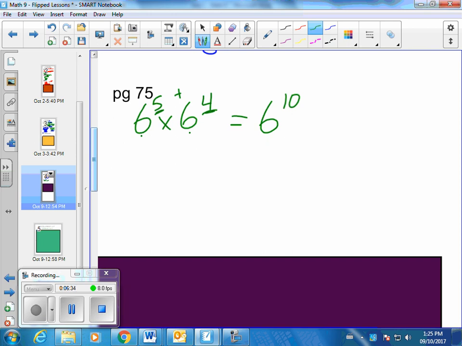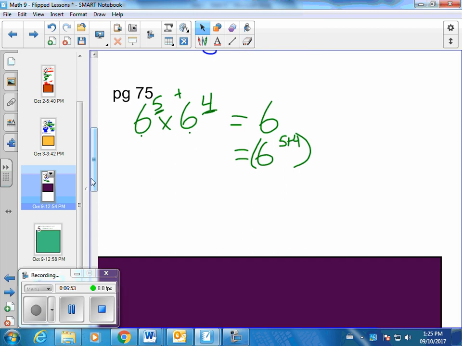If it makes it easier, what you can also do is write it out as a mathematical equation in the exponent spot. So 6 to the 5 plus 4 gives us 6 to the 9th power.